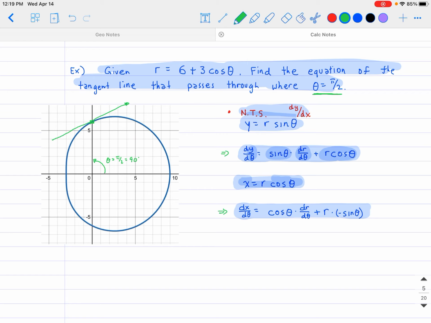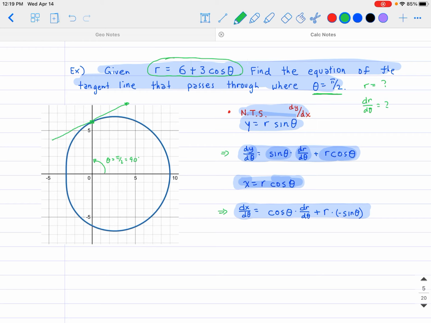I don't know what r is, so that is something that I need to solve for. And I don't know what dr d theta is, so that's also something that I need to solve for. So let's go ahead and do that on the side right now. In order to solve for what r is equal to, I'll just plug it into the original equation. It's kind of like saying, if you know what x is, how do you solve for y? Well, you plug it into the equation.